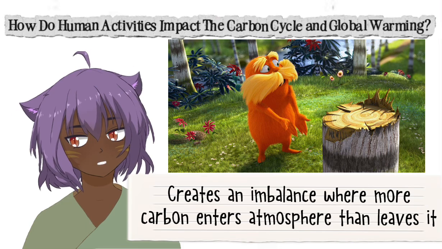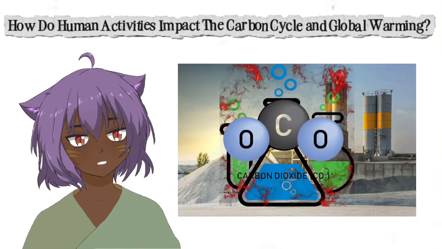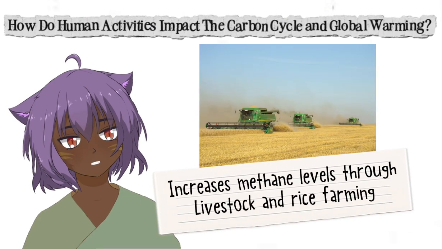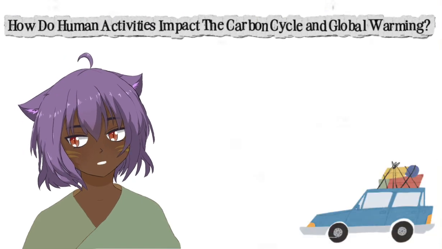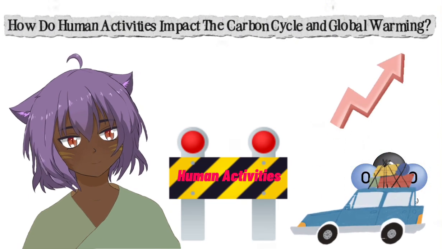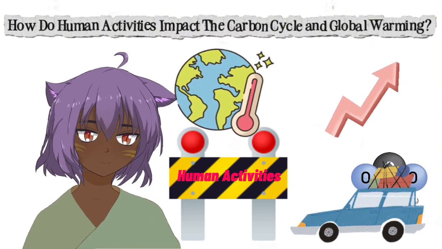Other human activities contribute as well. Cement production releases carbon dioxide during chemical reactions, and agriculture increases methane levels through livestock and rice farming. All of these actions interfere with the movement of carbon between spheres and increase the amount of carbon in the atmosphere. This imbalance is a key cause of recent climate change.